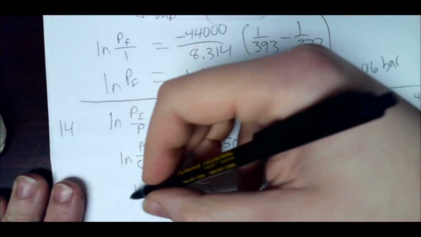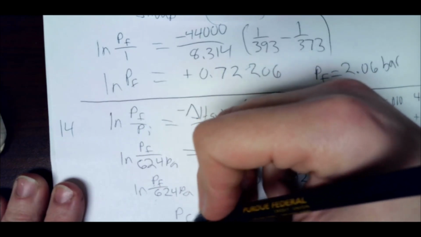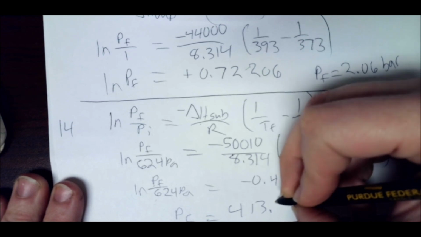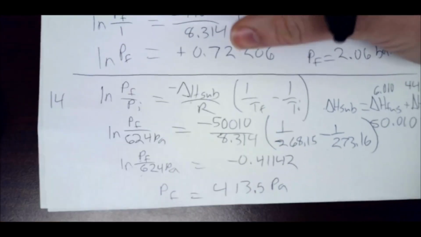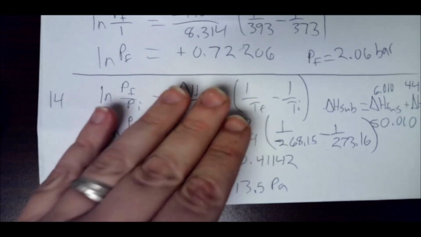And then inverse log and multiply. You're going to have PF equal to something like 413.5 pascals. That would be the pressure we could reduce it to and still achieve that freeze drying below 5 degrees. Last problem I'm going to do, number 26.